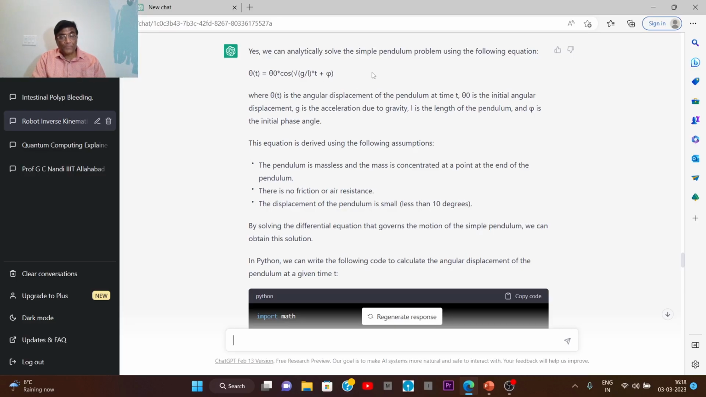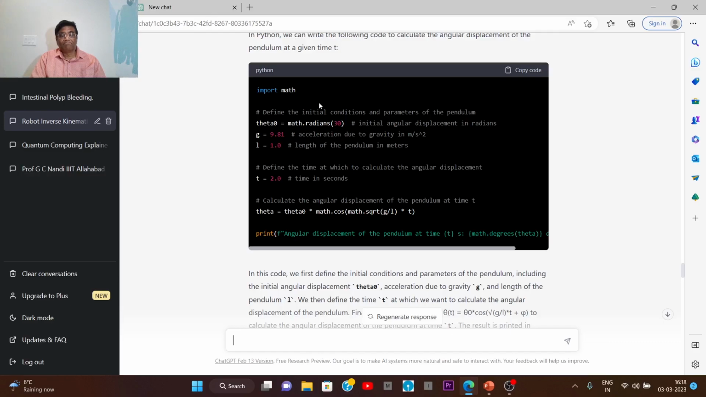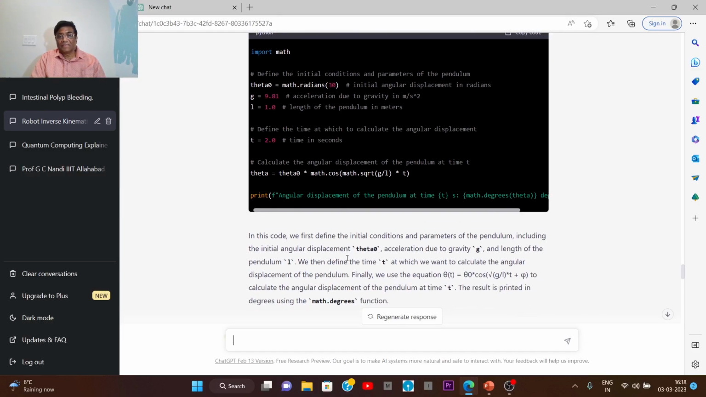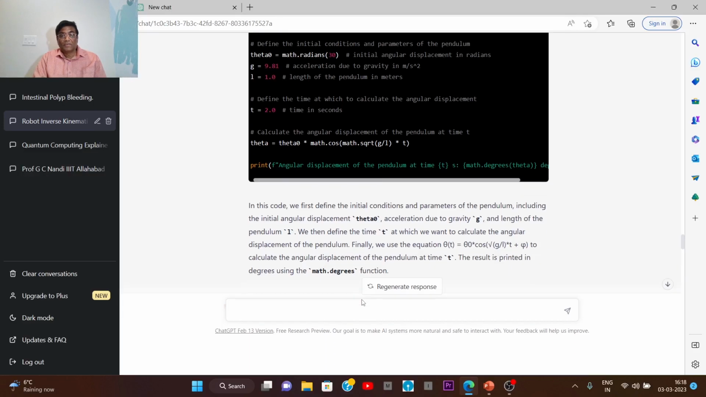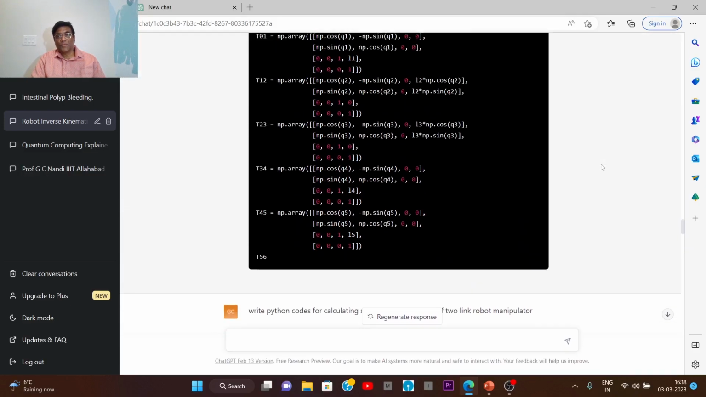Then it wrote the analytic equation, and then it actually solved it. In this code, we have first defined the initial conditions of the parameters of the pendulum, including the initial angle. So even the physics problem, it tries to solve.